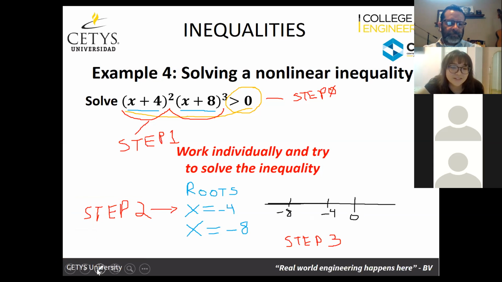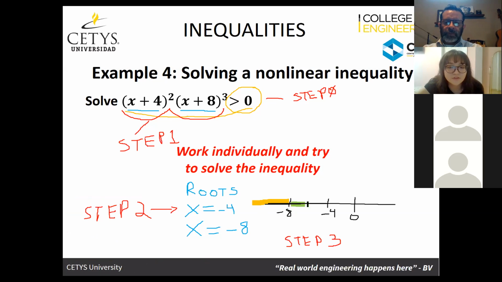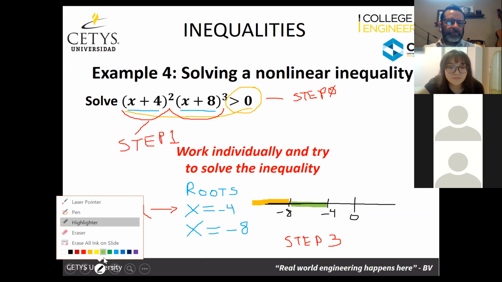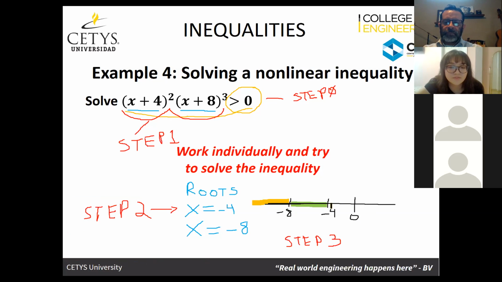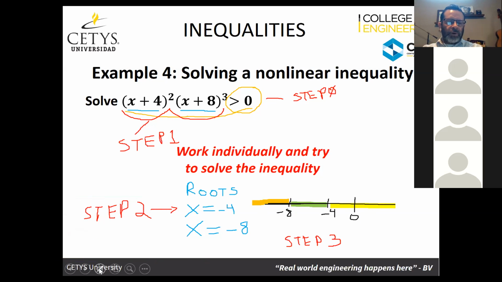Minus infinity, comma, -8. Correct, this would be 1. Very good. What would the other one be? -8, comma, -4. Correct, this would be another one. And what would the other one be? -4, comma, infinity. Correct, these would be the 3 intervals that we have. Perfect, Alejandra, thank you so much.